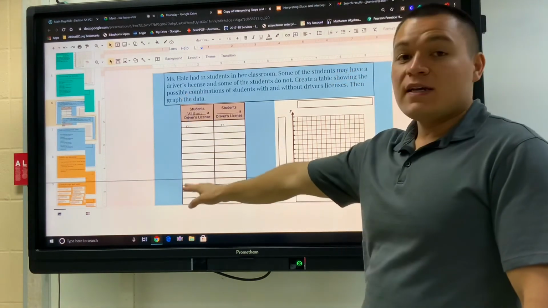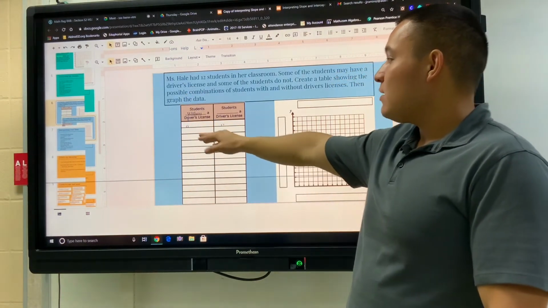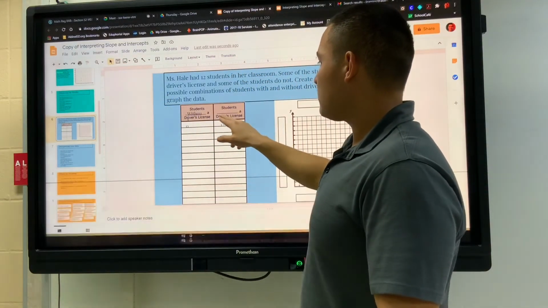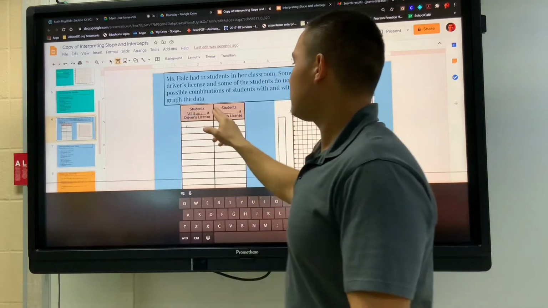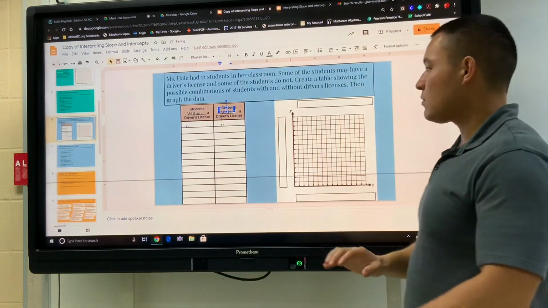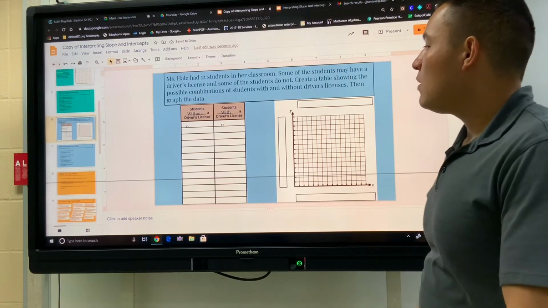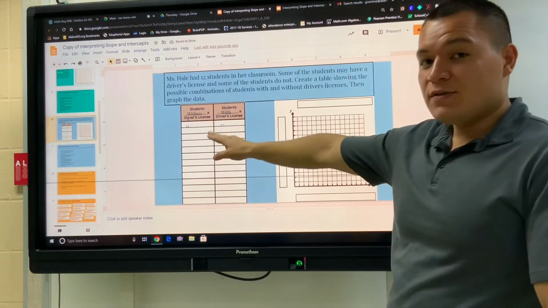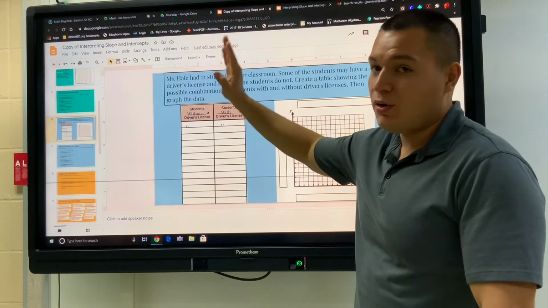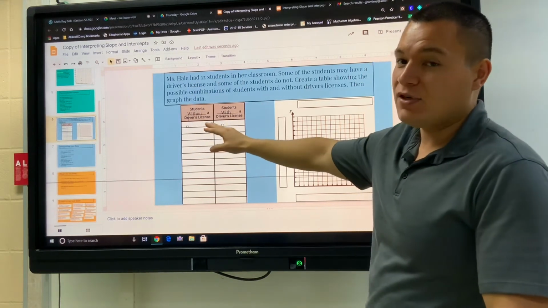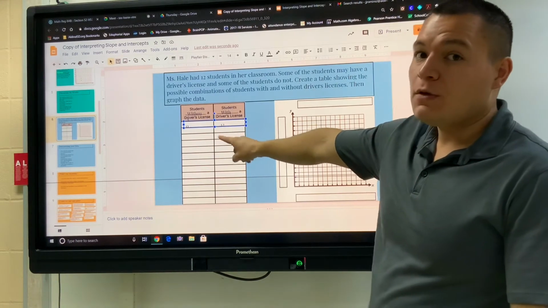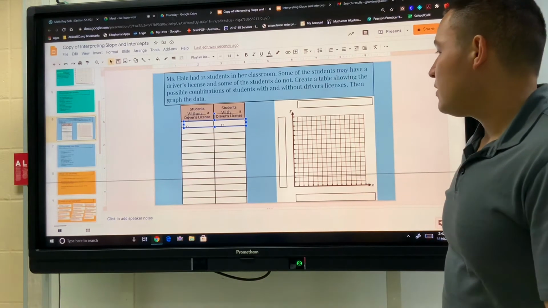Let's make the left side the students without a driver's license, and the right side the students with a driver's license. Now that we've added those labels, 0 here is going to mean nobody does not have a driver's license because there are 12 people with the driver's license.